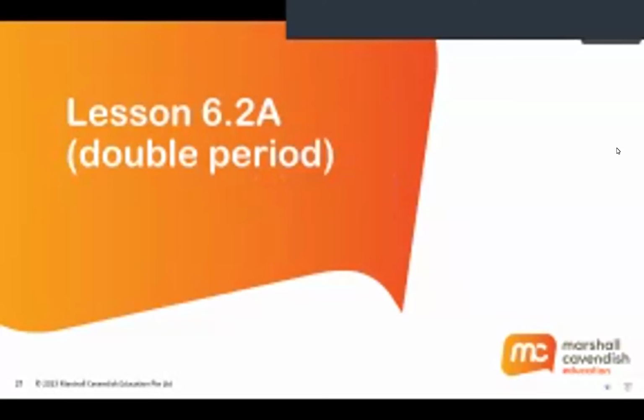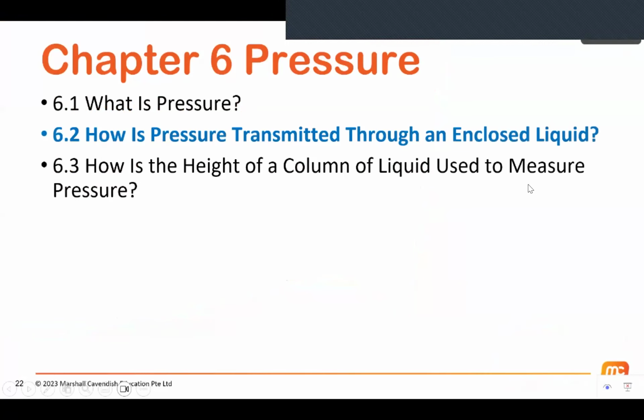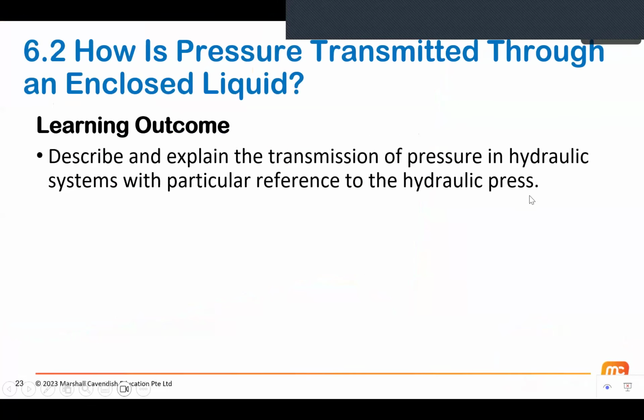Hello everyone, welcome back to part 2 of the YouTube series on pressure. In this section, we will be covering how pressure is transmitted through an enclosed liquid, and these are the learning outcomes. You should be able to describe and explain the transmission of pressure in a hydraulic system, with particular reference to the hydraulic press.